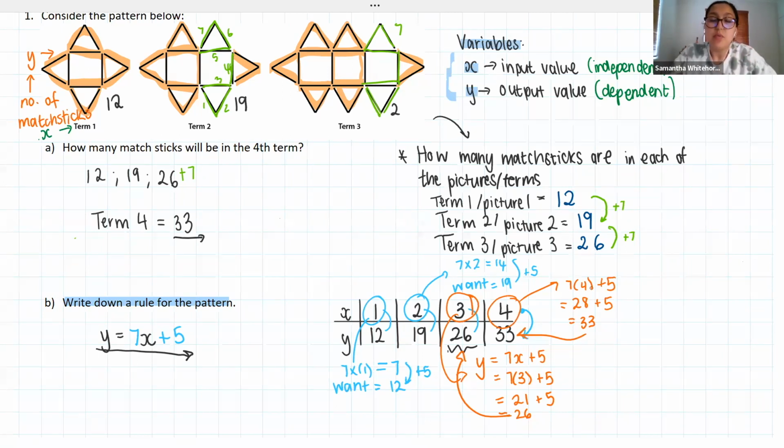So guys, what's really important to understand is that once you have a rule, that rule applies for any term in your pattern. Whether you want the 3rd, the 4th, or 5th, or the 78th, 79th, 80th term, this rule will now apply for any pattern or any picture in this particular sequence. Sipilele, I hope that makes sense, and we're all good there, but obviously just let me know if we're not.